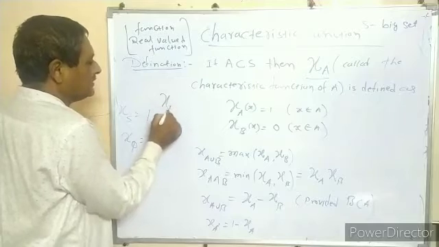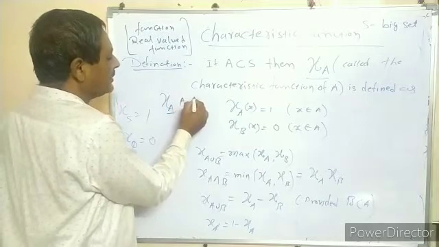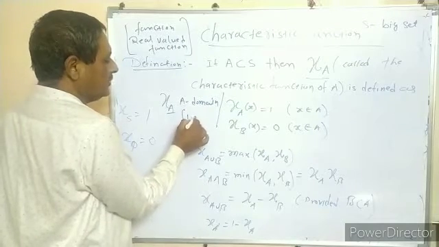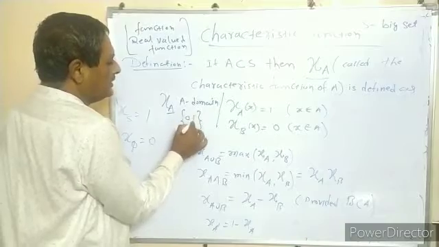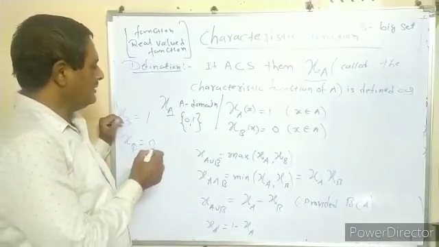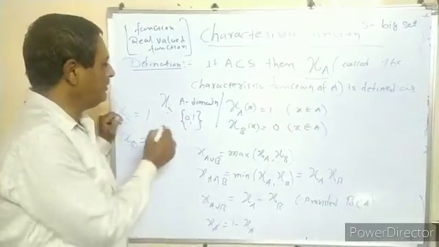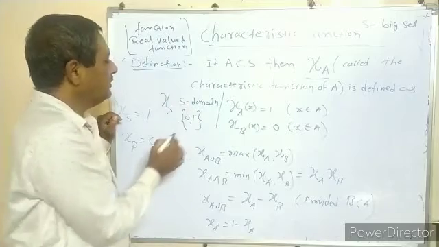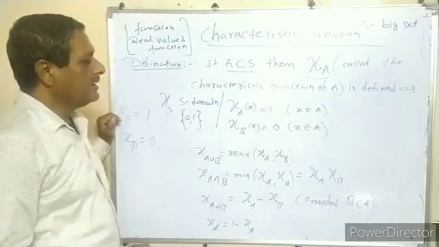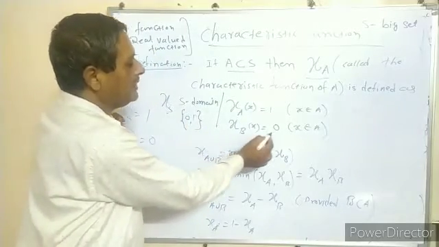We have to define the domain and codomain for this characteristic function. The domain will be the complete set S, and the codomain contains just two elements, 0 and 1. This is a function from S to the set {0, 1}. Now, if you take any element from S, and it is in A, which is a subset of S, the value will be 1. If it is not in A, then the value will be 0.